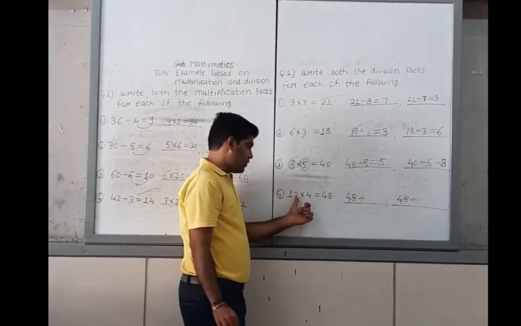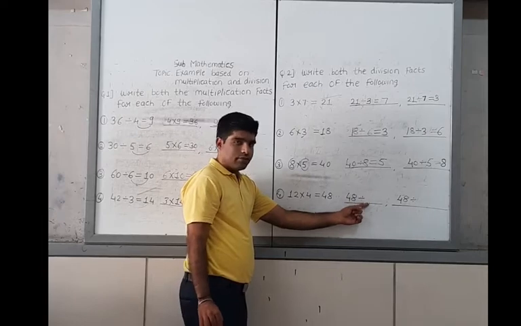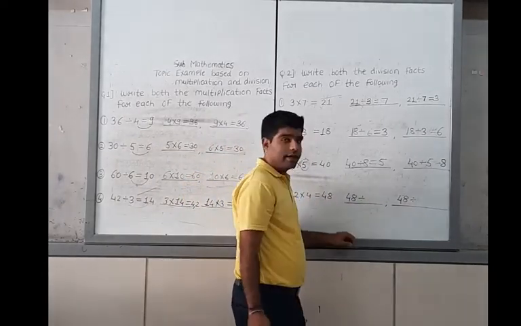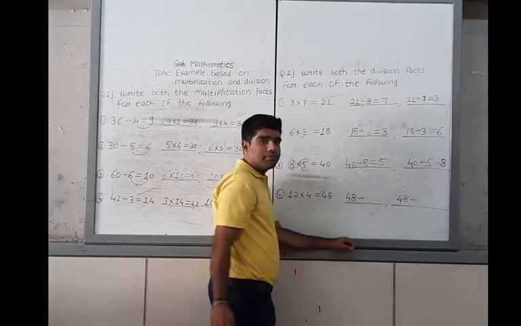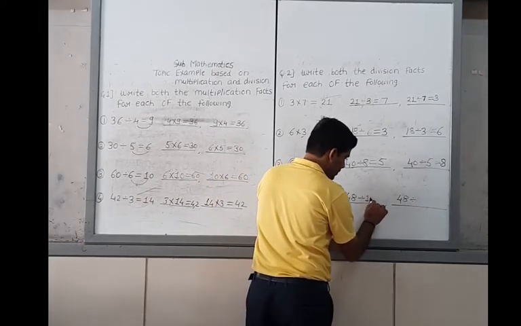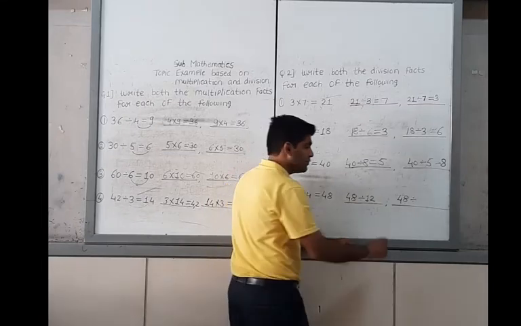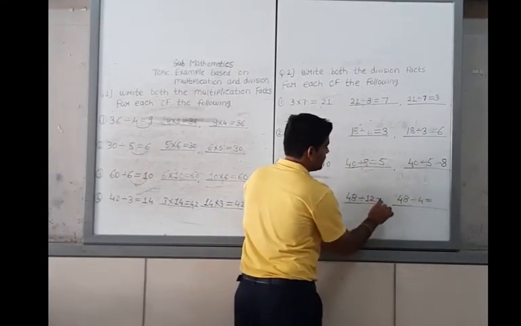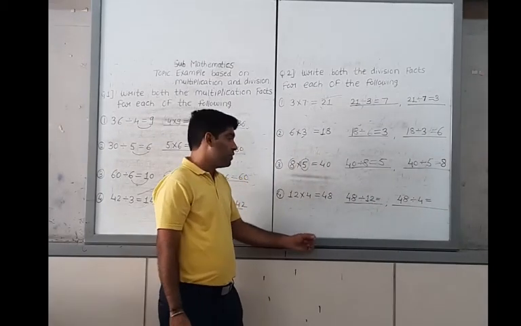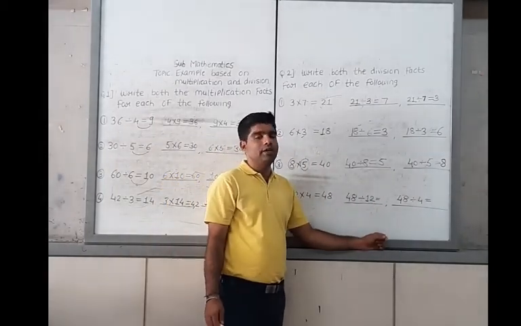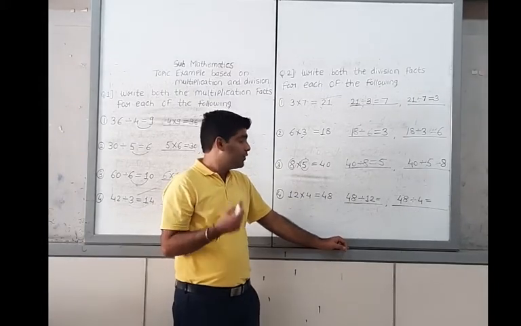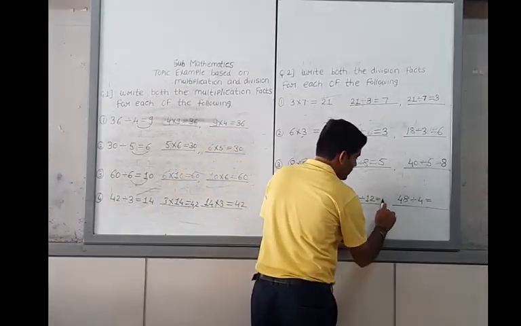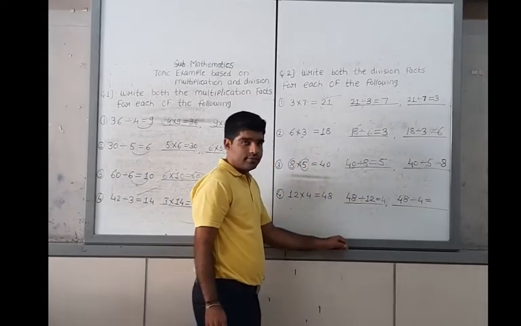First of all, you have to write down the 12. First you have to divide it by 12, and then next you have to divide it by 4. It means 48 divided by 12 first, and the next 48 divided by 4. Now we have to solve it the same way. Because 12 times 1 is 12, 12 times 2 is 24, 12 times 3 is 36, and 12 times 4 is 48. So 4 is the correct answer.